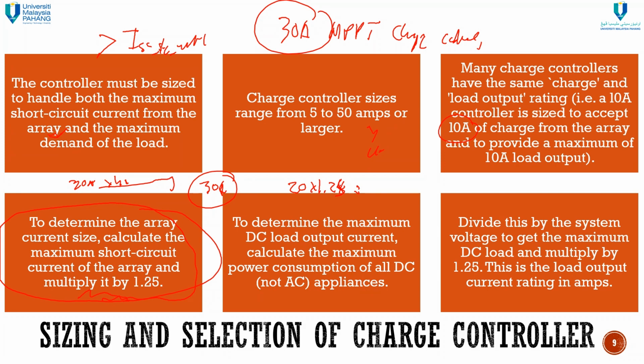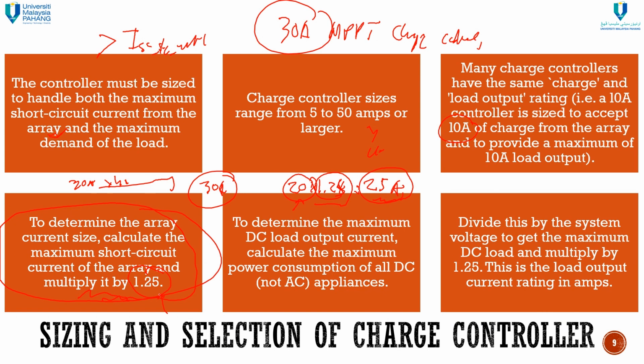20 multiplied with 1.25, how much is it? Can you calculate? 25. Okay, 25 amps. So we don't consider 20 amps. We need to multiply with the margin, the safety margin. Okay, we take that 1.25. It is around 35%, a discount, 35% over margin is 25% from the original load coming from the PV array.